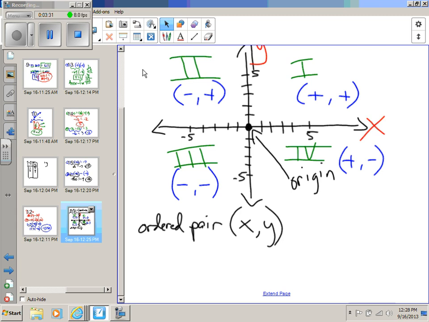Okay, any questions so far on the coordinate plane? I mean, we've done this, I know that we've done this before. I'm sure if you're new, you've done this before as well. Kennedy, yes?